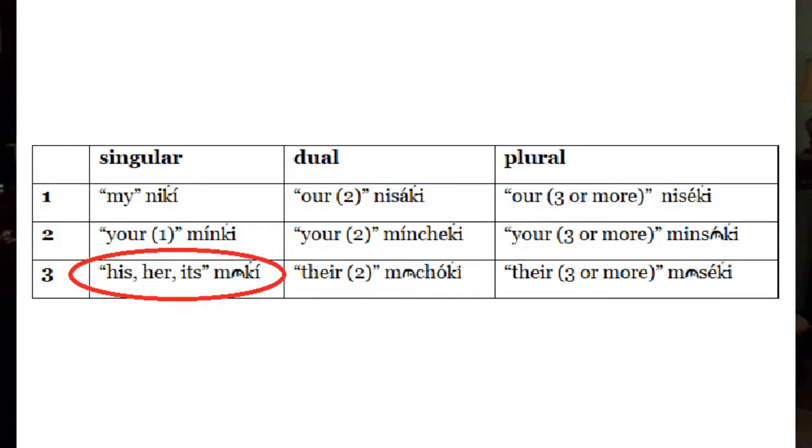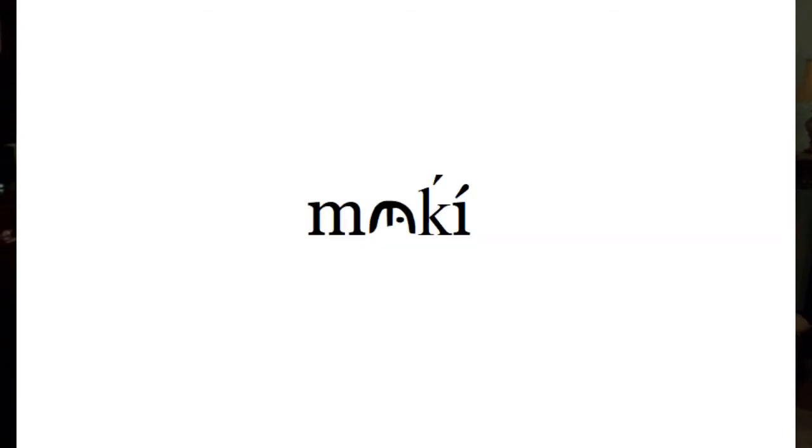He, she, or it is mum. Him, her, or it as object is mu, and his, her, or its as possessive is muki. Repeat, muki.